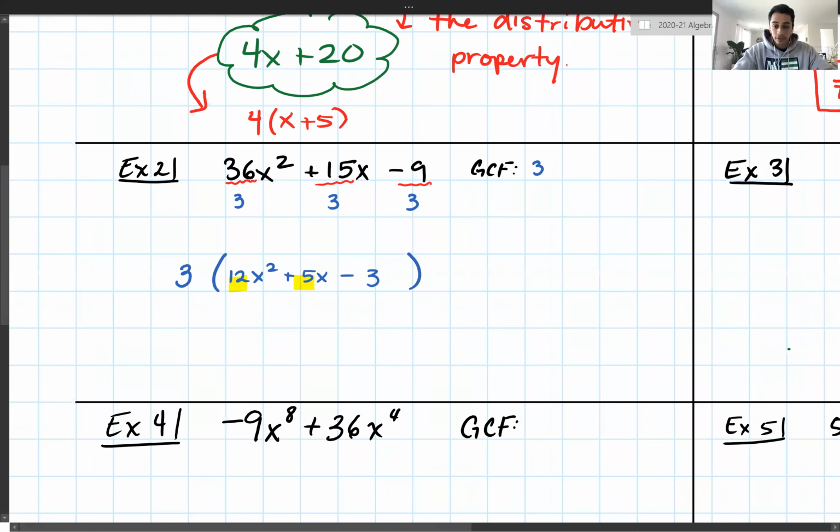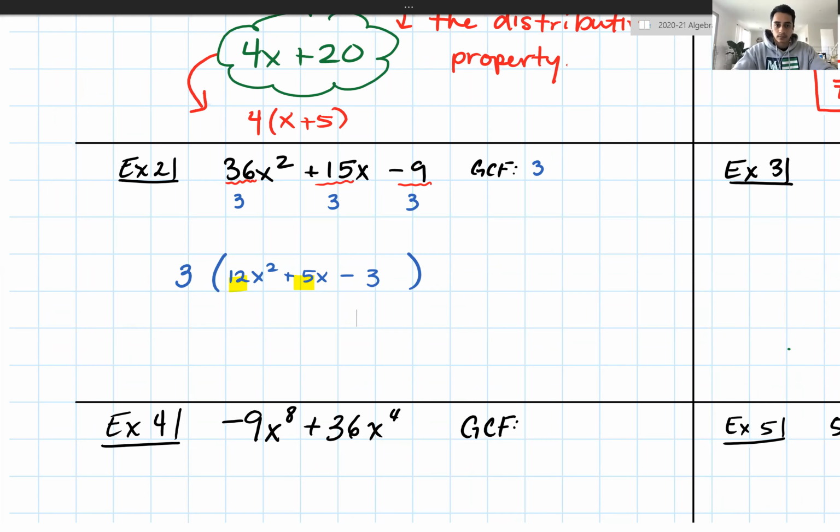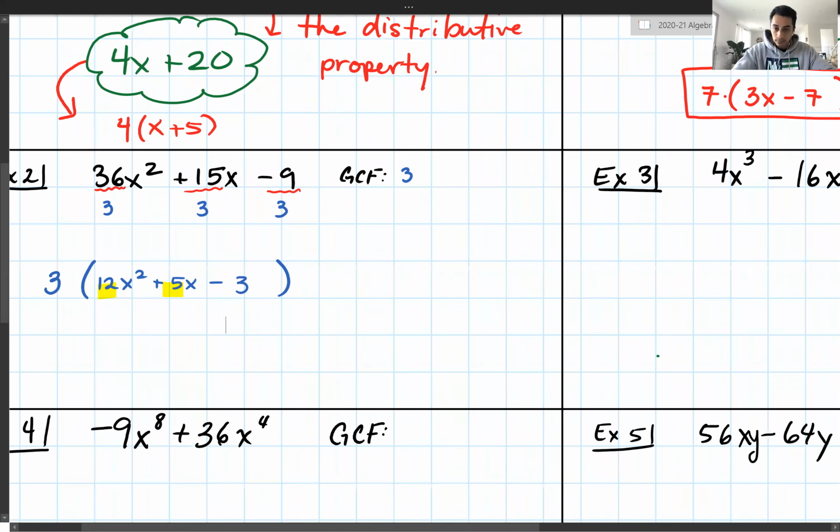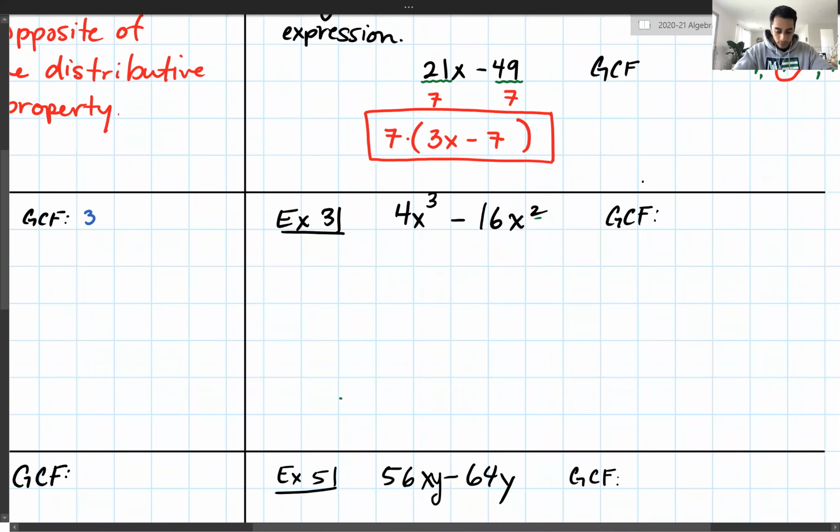All right. Any questions on example 2? All right. Let's move on to example 3 now.